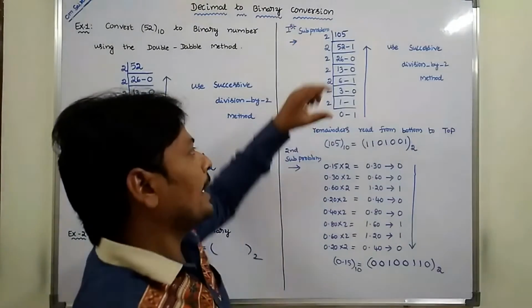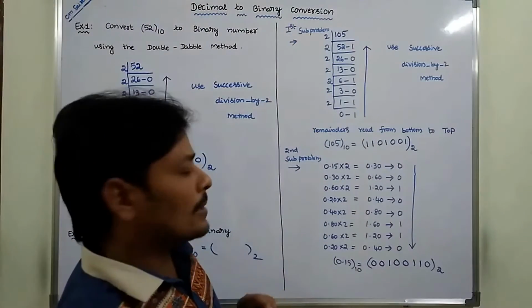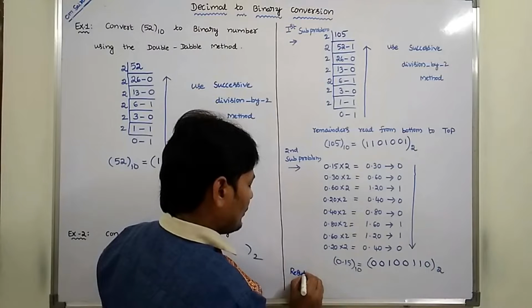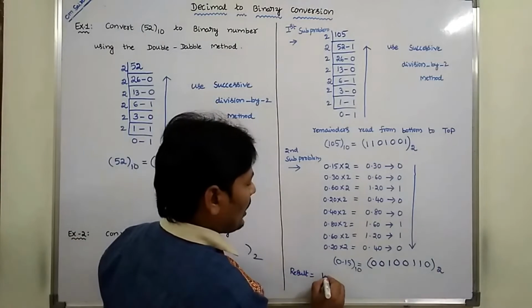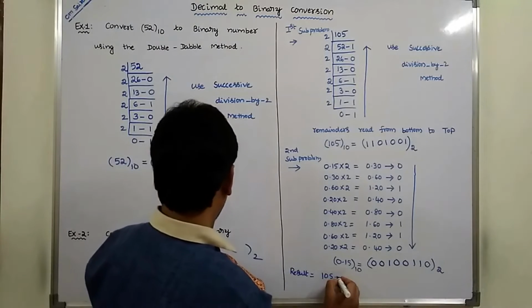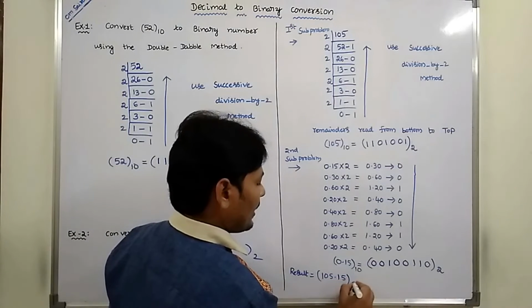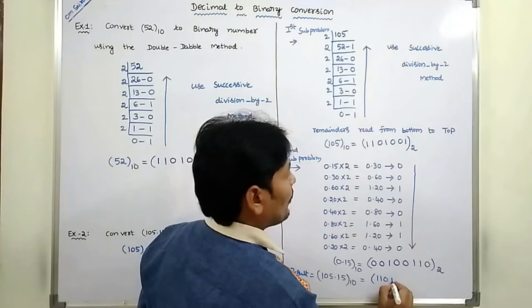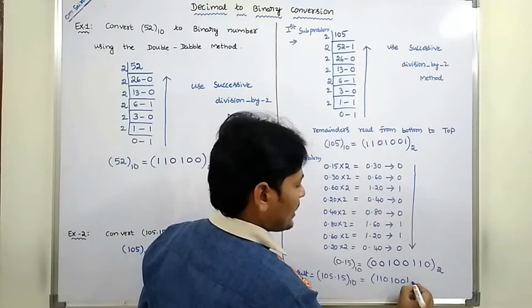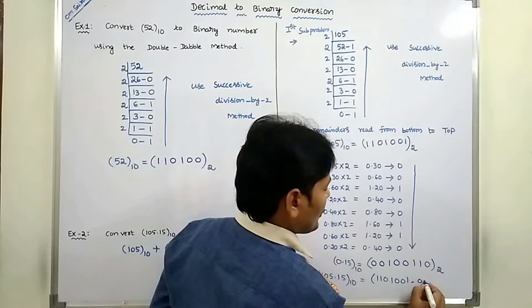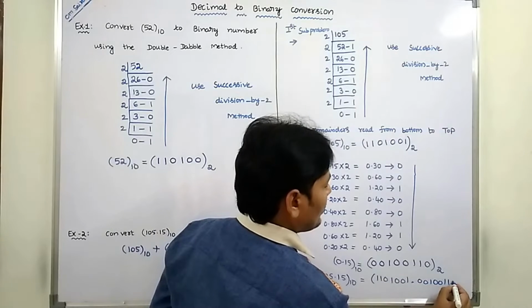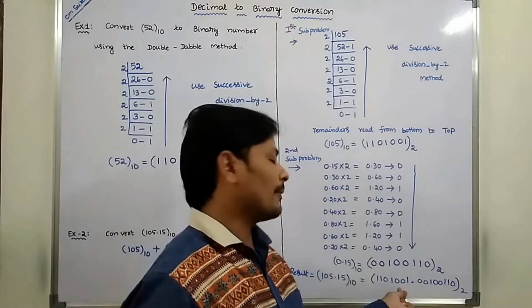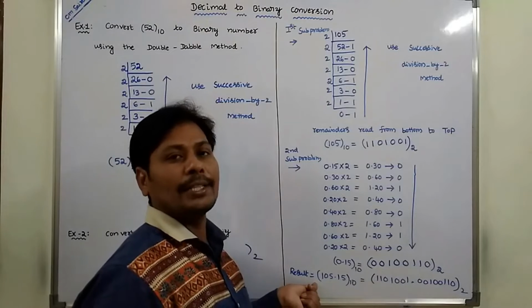Okay, once we are getting the result of the two sub-problems, then we have to combine them. So 105.15 base 10 is equal to the integer part result 1101001 point the fractional part result 001001110. This is the equivalent binary number for the given decimal number.